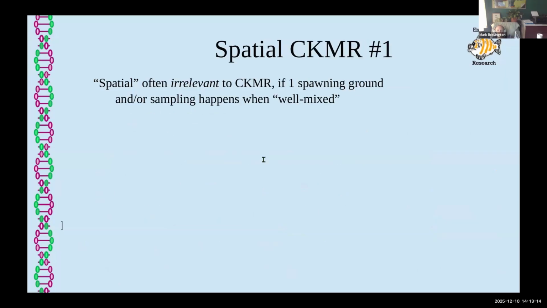So spatial, first of all, is often irrelevant to close kin. If there's only one spawning ground, it doesn't really matter when you do the sampling. So slightly different to what Rich said, it's by accident that we have adult SBTs from the spawning ground. But I actually think it would be fine if we caught them wherever. We all know they're coming back to the same place to spawn, and that's where the tagging happened. So yes, they might go all over the ocean, but you can still get away with a non-spatial model in many cases.